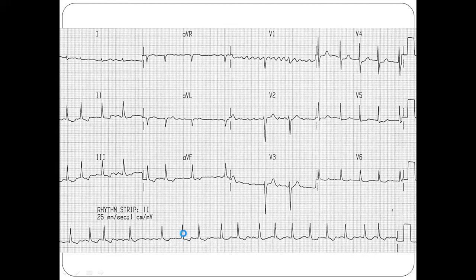So hope you have understood our method of calculating heart rate in ECGs. And there is one interesting thing in this ECG. This is called fibrillatory waves. So we'll be discussing these fibrillatory waves in our next video.